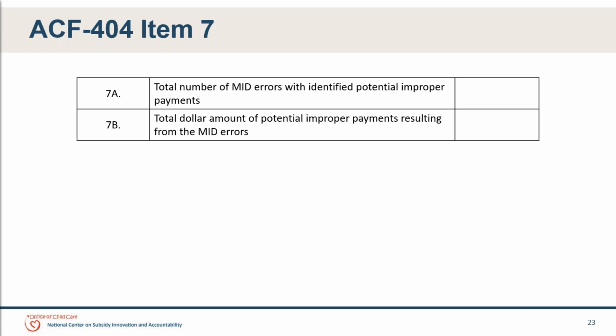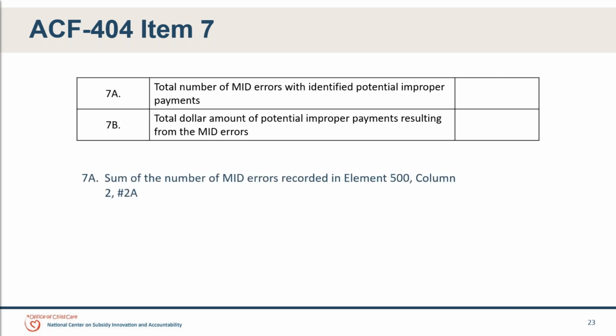So the next few items on the 404 ask for some additional information about missing or insufficient documentation errors. 7A is asking for the total number of MID potential improper payment errors. Now this is different from the last few items that we talked about. We're not asking here for the number of cases, but the number of errors. Sometimes a case has more than one MID error, and you want to make sure that you're counting the errors here.